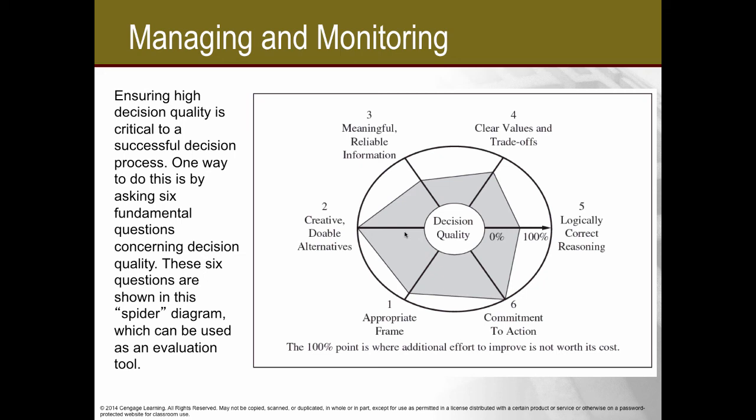Is the appropriate frame being used or not? Are creative, doable alternatives being used? Is there meaningful, reliable information? Are there clear values and trade-offs, and logically correct reasoning? And then you can have some sort of yes or no answer, and depending on how big this web is, basically we have good decision making. The 100% point is where additional effort to improve is not worth its cost.